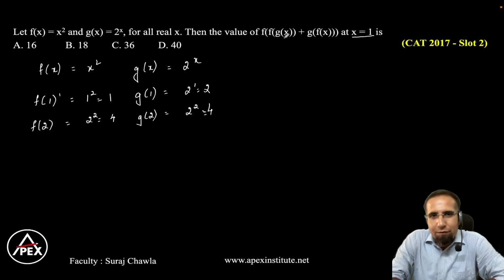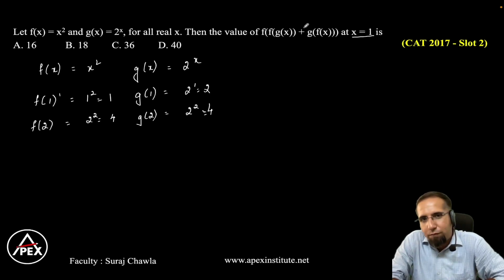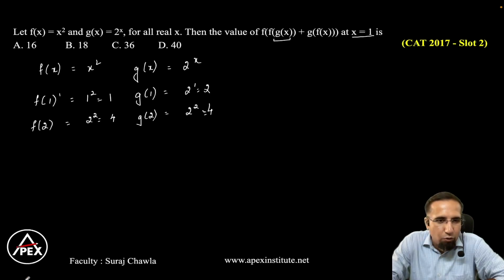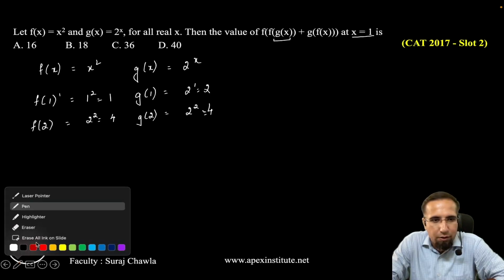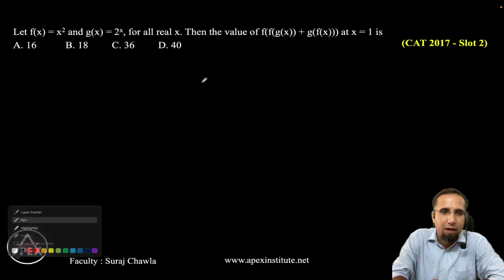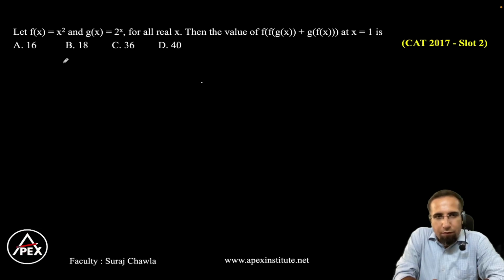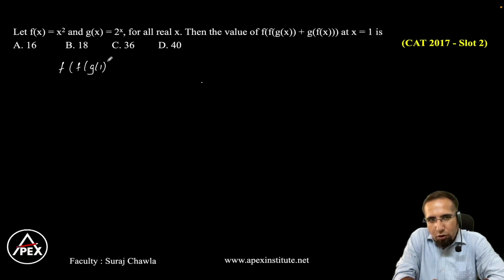Now, whenever we are given something like f of g of x, our first job is to get the innermost value. Before we get into this question, let me erase this ink on the slide. So if I want f of g of x, I want x is equal to 1. The simple way to attack is we first calculate the value of the innermost expression.